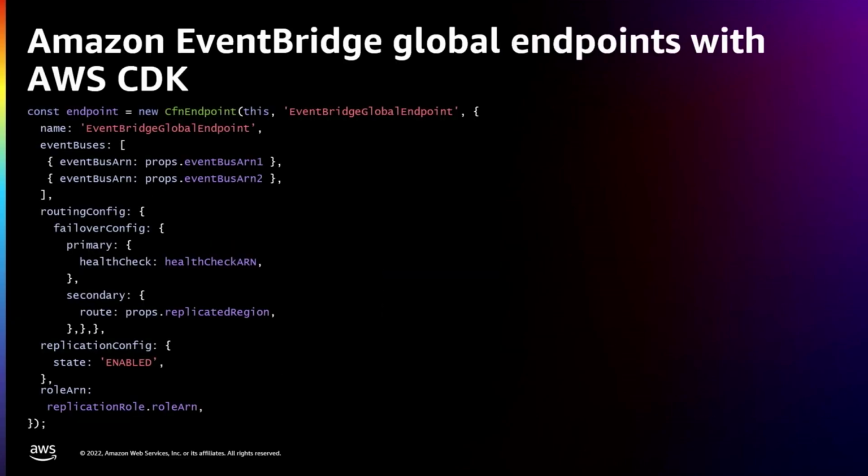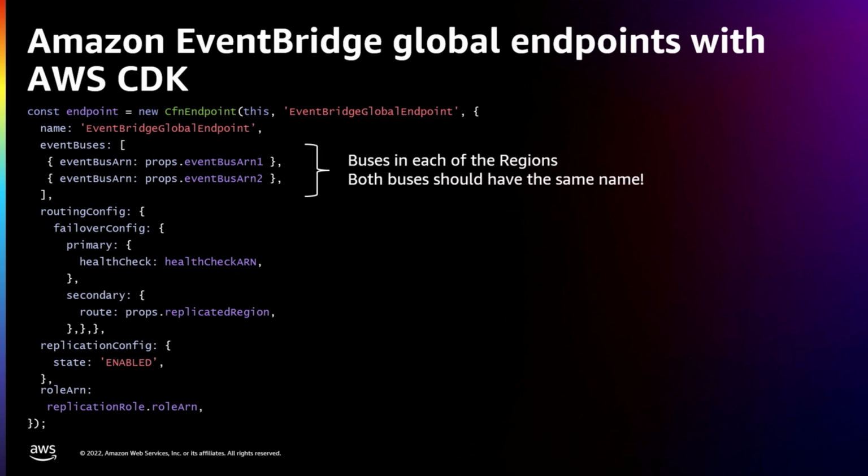So how we defined a global endpoint using CDK, and this is very similar to CloudFormation because here we are using a level 1 constructor. You need to have the 2 event buses already configured, and you need the Amazon resource name for each, ARN. And the thing here is that both buses need to have exactly the same name. So if not, this will not work.